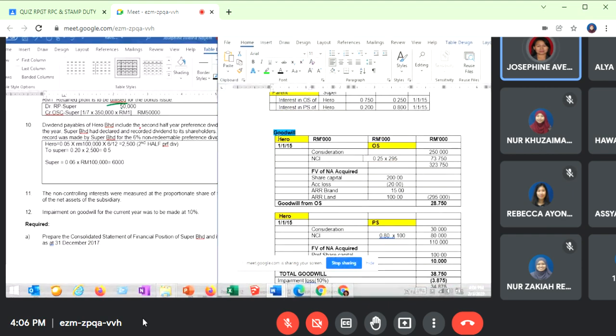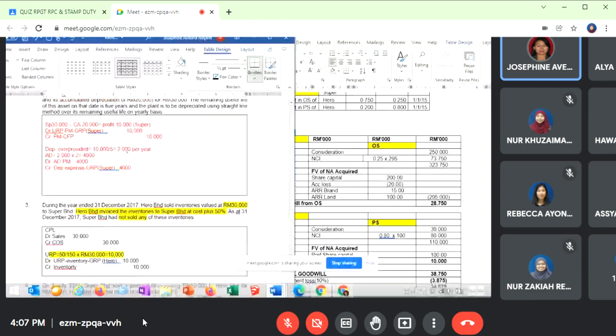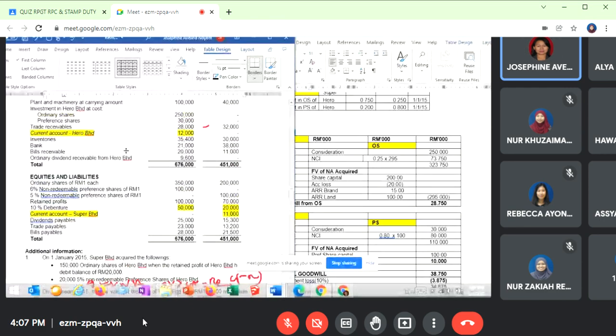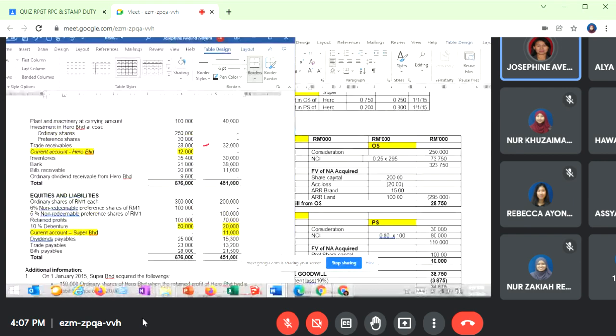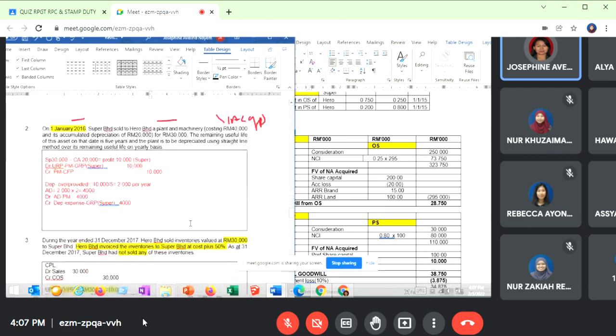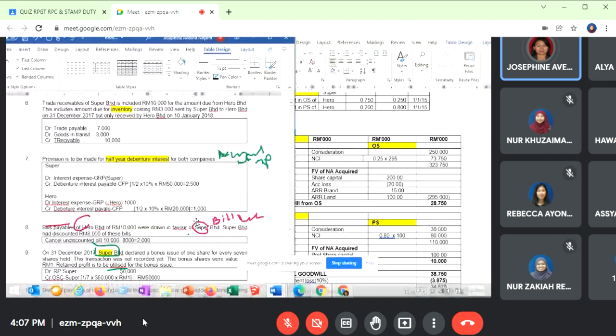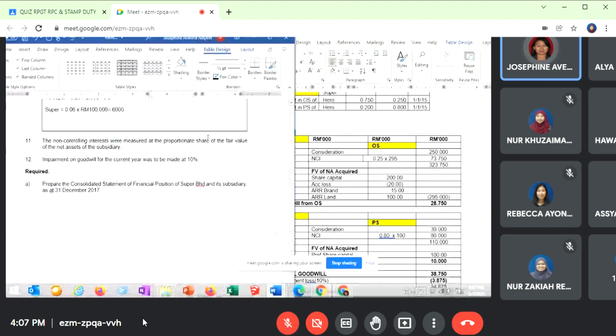All right, goodwill for Hero. Okay, ordinary share. Remember, we have two investments, so we calculate for ordinary share first. Yeah, for the ordinary share, consideration is 250, which you can find in the question here. All right, 250. Plus with the NCI, and the NCI is calculated based on the proportionate share, the fair value. Okay, so which is 25%.